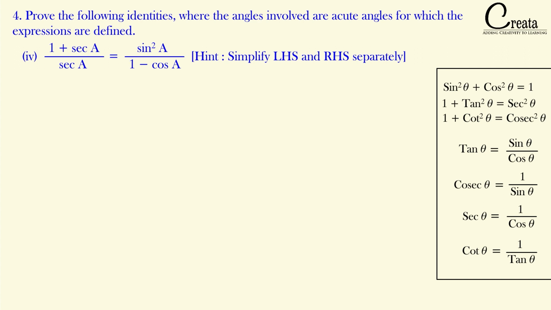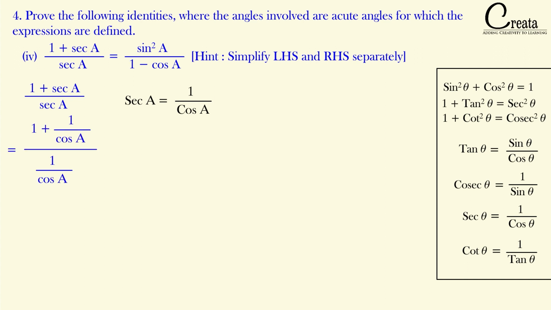Here the left hand side expression is given in terms of sec, while the right hand side expression is given in terms of sin and cos. So let's try to convert the left hand side expression, that is the sec expression, into sin and cos. Let's see. Here it is given (1 + sec A) upon sec A. And we know what sec is. Sec is the reciprocal of cos. Sec A is equal to 1 upon cos A.